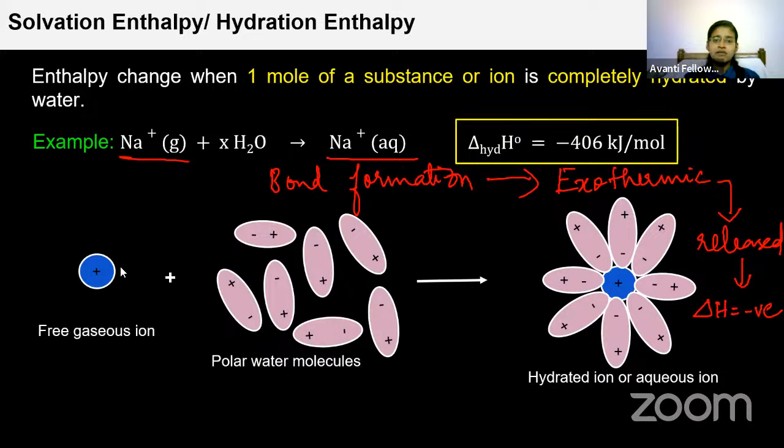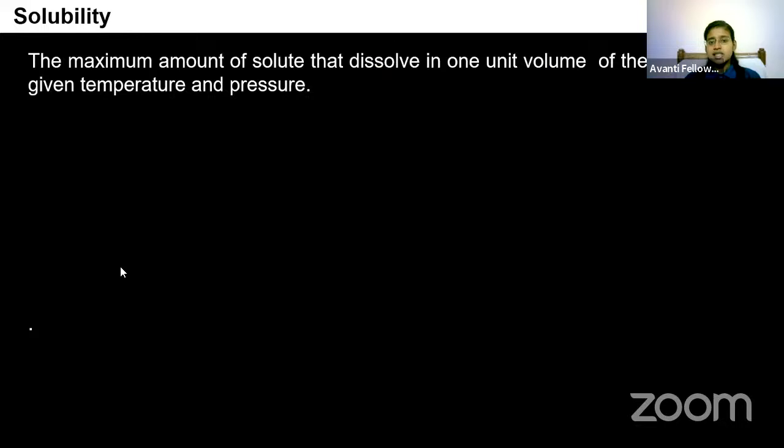Moving ahead with these two definitions, let's see what solubility is. It is the maximum amount of solute that dissolves in 1 unit volume of the solvent at a given temperature and pressure. The maximum amount of solute that can be dissolved in a specified amount of solvent is called solubility. So I may have 1 liter of water in a container, and this is the solvent.